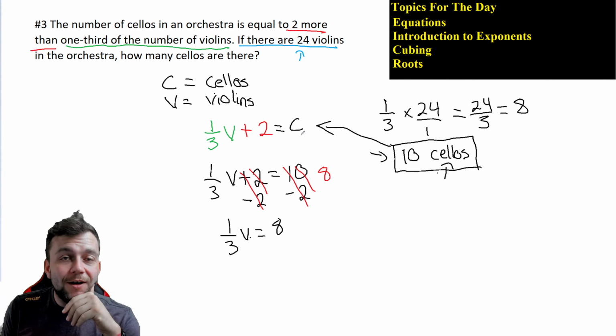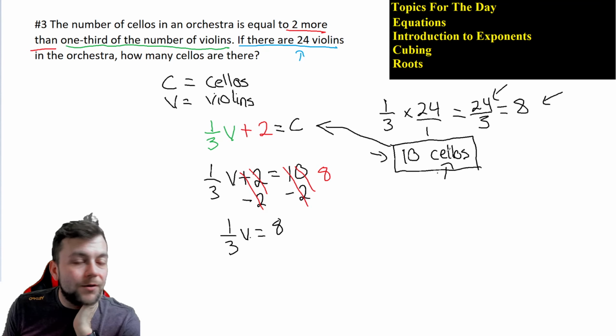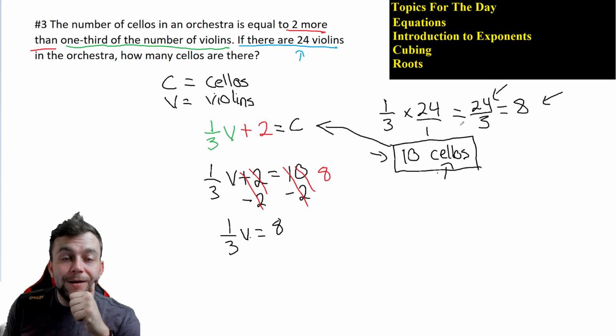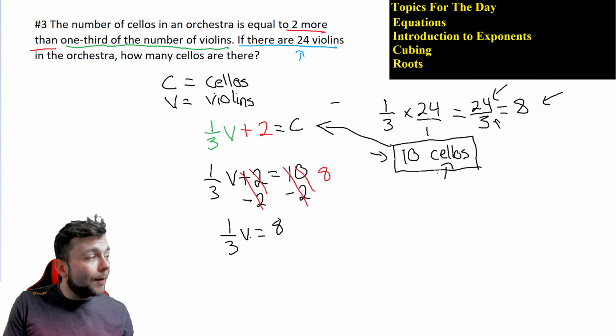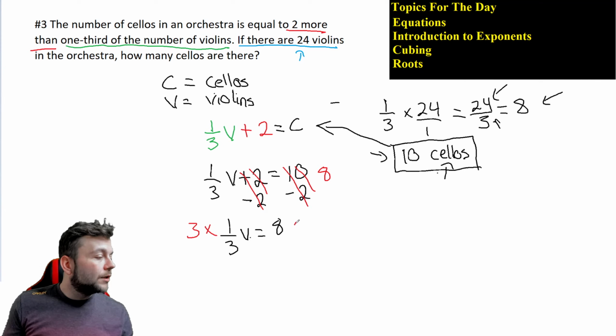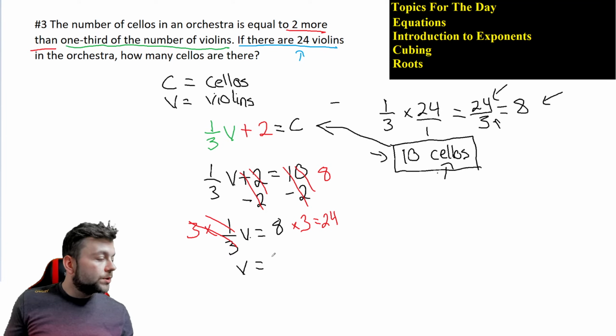Okay, so now you have 1/3 V. How do you do the opposite of 1/3 V? It sounds confusing, but just remember: what is the opposite of dividing by 3? Because that's what's happening. When you're multiplying by 1/3, you're actually just dividing by 3. The opposite of dividing by 3 is multiplying by 3. So let's multiply both sides by 3. And 3 times 1/3, the 1/3 cancels out. 8 times 3 equals 24. And what we are left with is V equals 24.